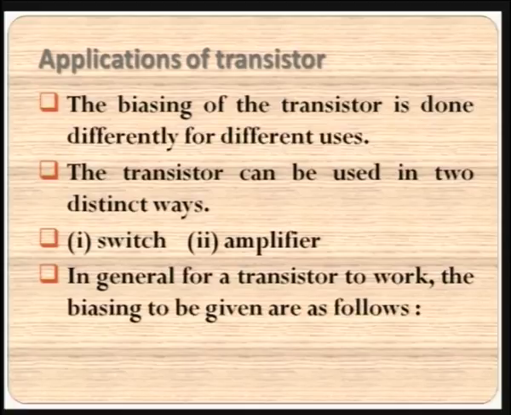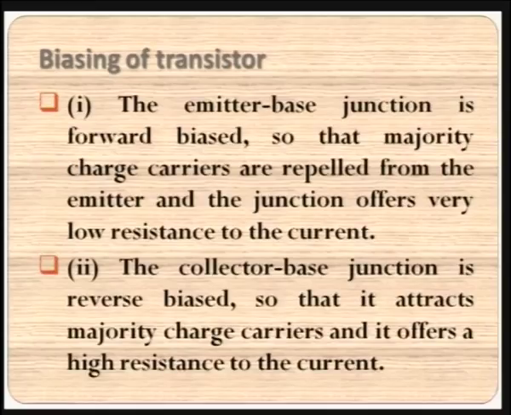In general, for a transistor to work, the biasing to be done is as below. Biasing of transistor: the emitter base junction is forward biased, so that majority charge carriers are repelled from the emitter and the junction offers very low resistance to current. The collector base junction is reverse biased, so that it attracts majority charge carriers and it offers a high resistance to the current. These are the two ways by which we bias a transistor. Emitter base junction is forward biased and the collector base junction is reverse biased. Only then will a transistor function properly.